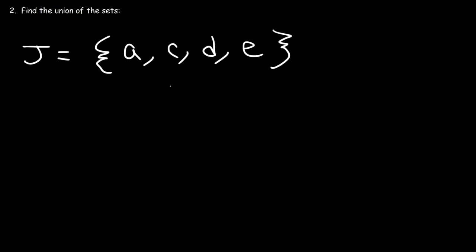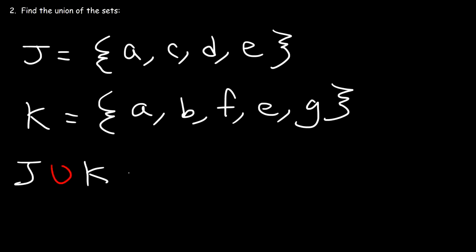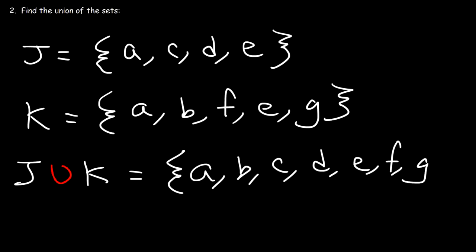Here's another example. Let's say that set J contains the letters A, C, D, and E, and that set K contains the letters A, B, F, E, and G. Go ahead and determine the union between J and K. So just like before, all we need to do is write all the letters. So we have an A, a B, C, D, E, F, and G. And that's it for that question.